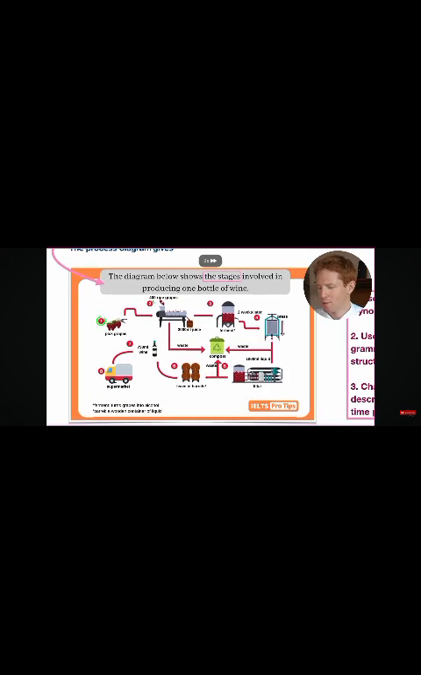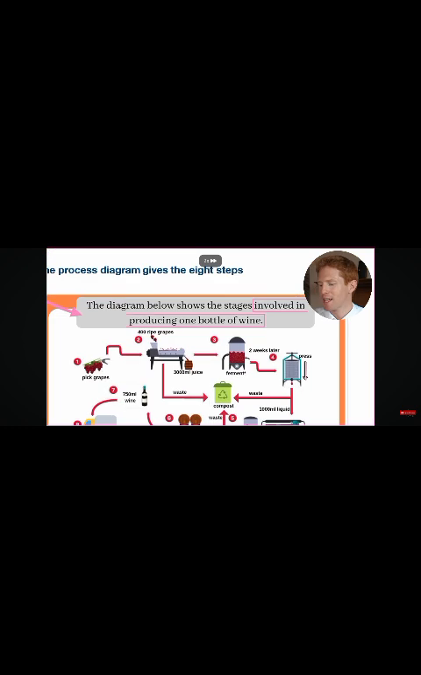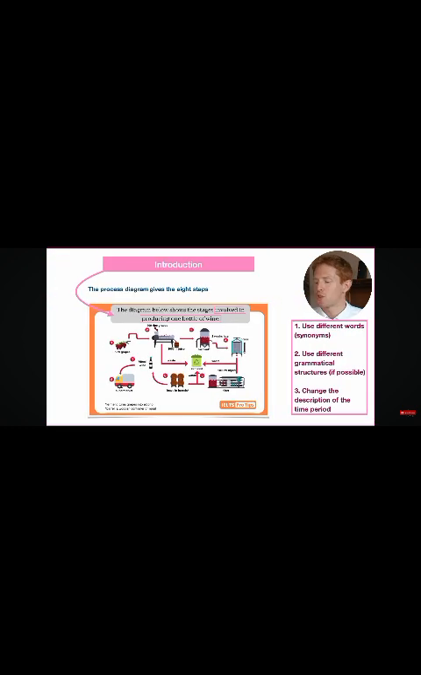How many stages are there? Well, there are 8 in total. And what is a synonym for stages? Steps. Gives the 8 steps. And then we've got involved in producing 1 bottle of wine. Let's change this. To make a single bottle of wine. Great. We've quickly written a high-scoring introduction.